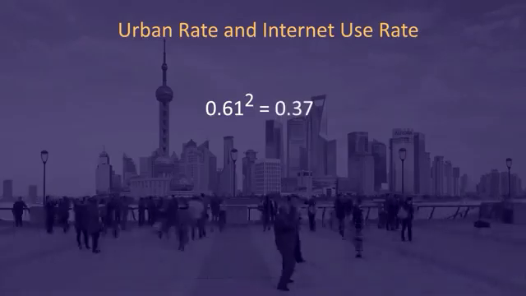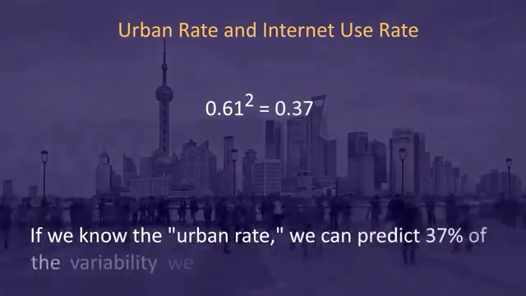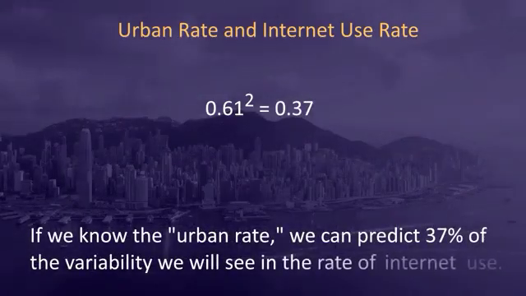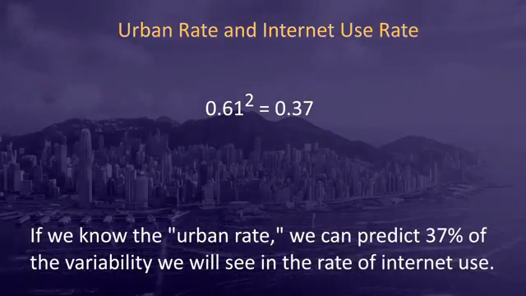This could be interpreted the following way. If we know the urban rate, we can predict 37% of the variability we will see in the rate of internet use. Of course, that also means that 63% of the variability is unaccounted for.